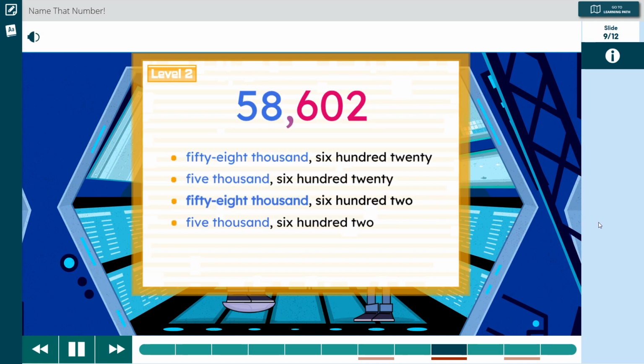Let's narrow down our choices by paying attention to the thousands period first. Which version starts with 58,000? These words both say 5,000, so we know they can't be the answer. After 58,000 comes 602. This version says 620 after the comma, which does not match. But this version matches. 58,602.